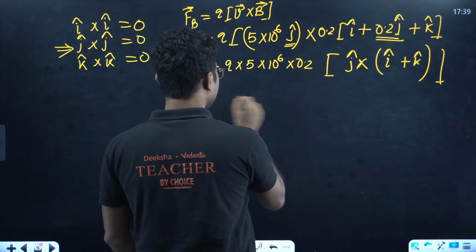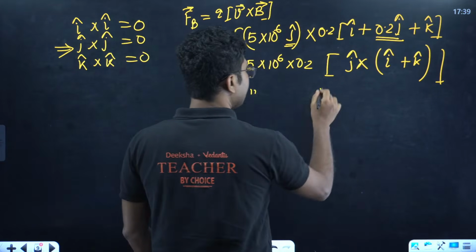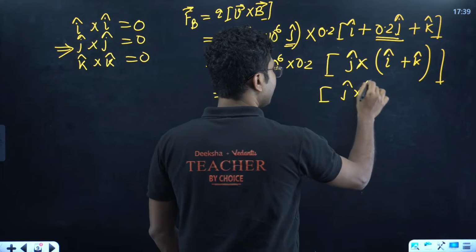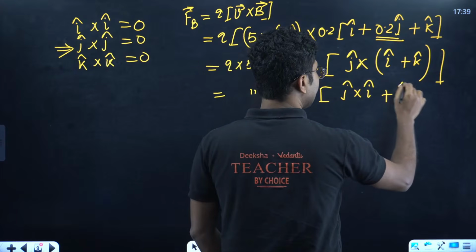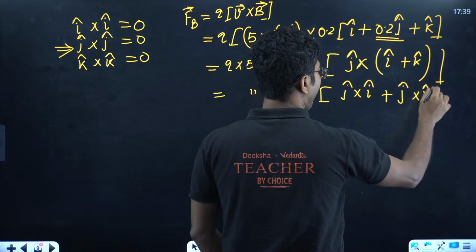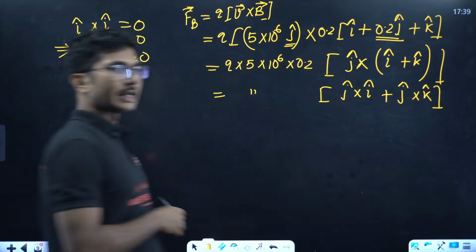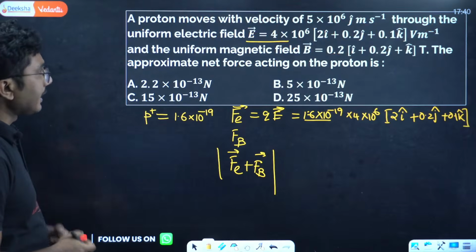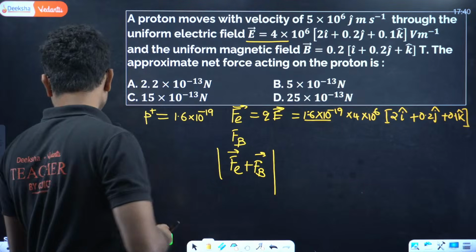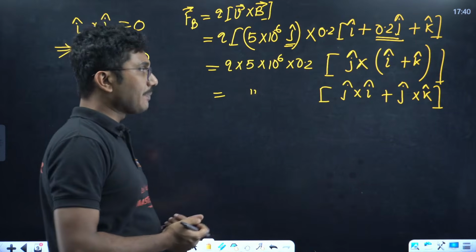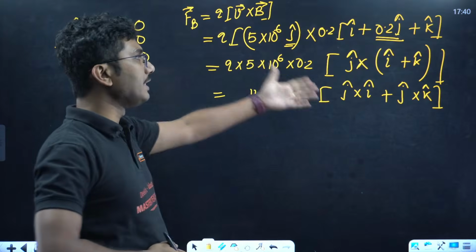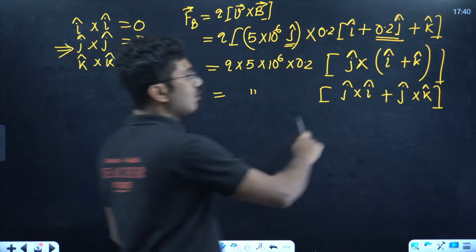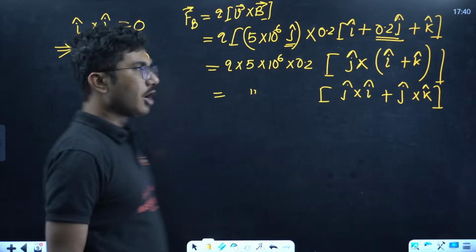So this constant is there, and here you have to do the same thing: J cross I cap plus J cross K cap. J cross I cap, plus J cross K cap. Both of them are the same. Now you have to find these quantities separately. How do you find the cross product between two unit vectors?